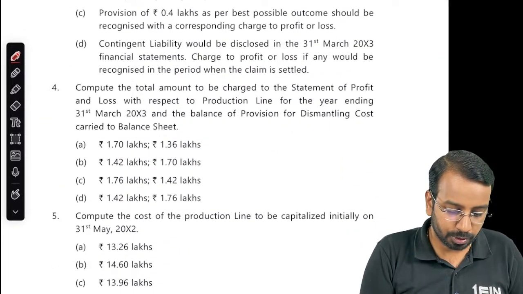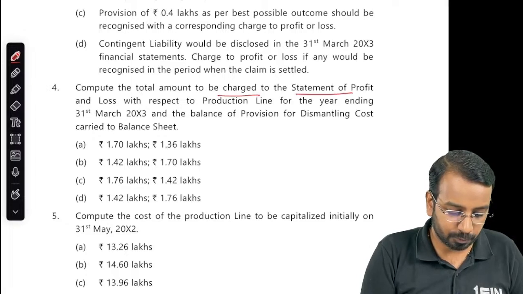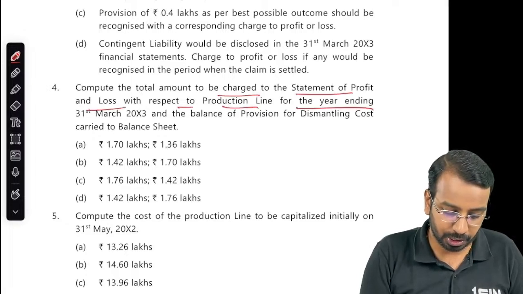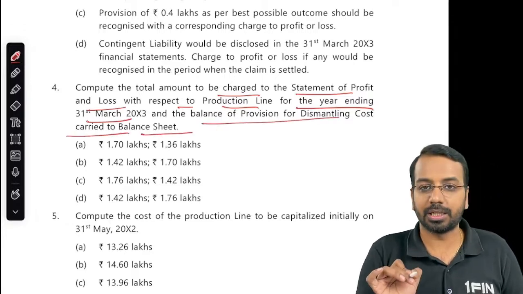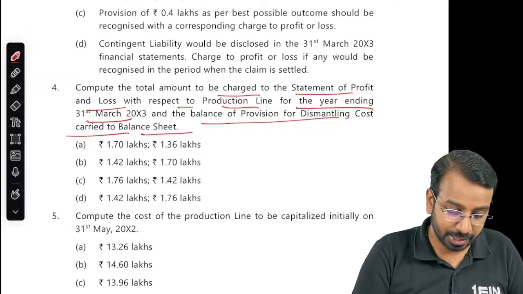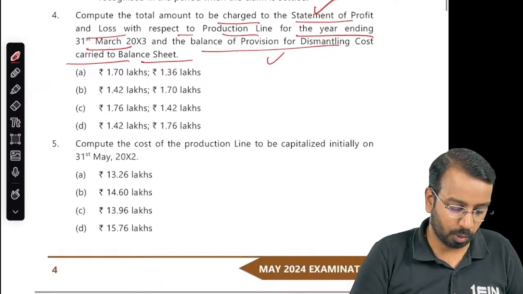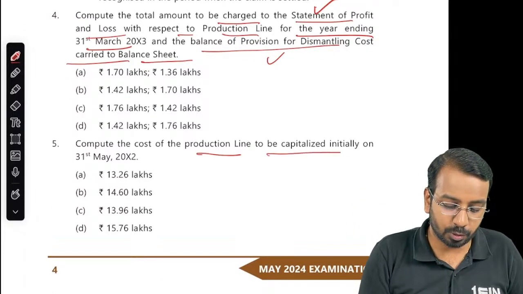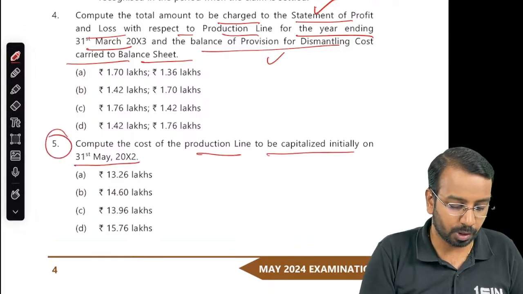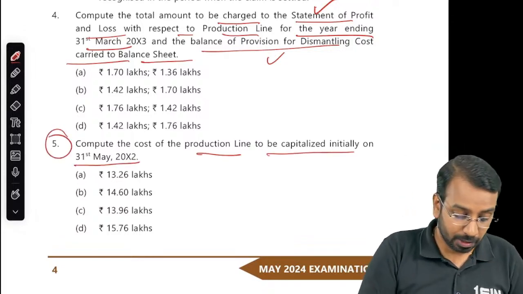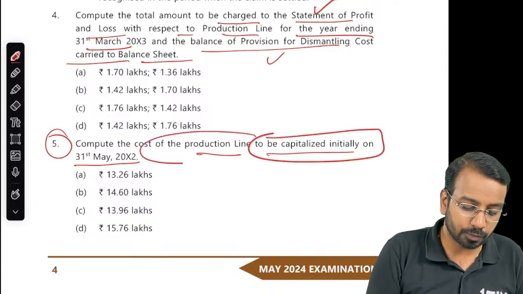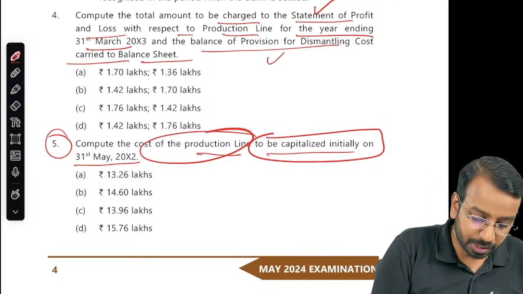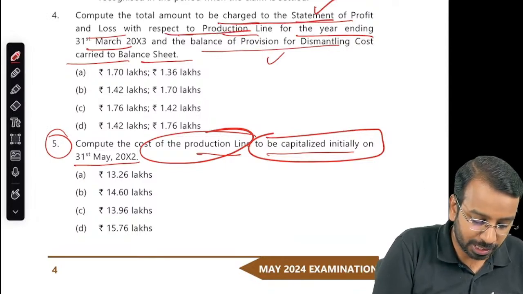Then compute the total amount to be charged to the statement of P&L with respect to the production line for the year ending 31st March, and the balance of provision for dismantling cost to be carried to the balance sheet. Again, here you have to compute something to be charged to P&L and dismantling cost. Compute the cost of production line to be capitalized initially on 31st May of year 2. Now if you see, first they are saying capitalized, what capitalization? Cost of the production line. Then the amount to be charged to the statement of P&L is in the 4th question.